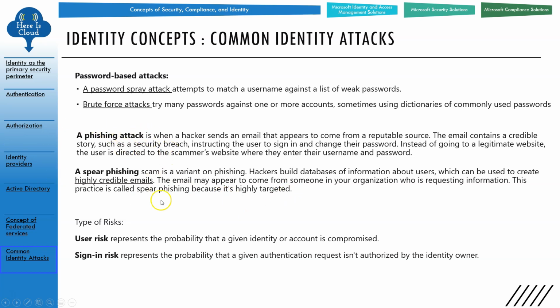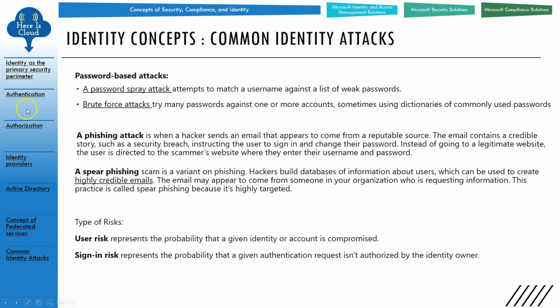So the difference between these two is important. Sometimes a scenario is given and asked, what kind of attack is it. Type of risk: there are user risk and sign-in risk. User risk represents the probability that a given identity is compromised. Sign-in risk represents the probability that a given authorization request is not authorized by the identity owner. So here the user identity itself is compromised. Here with sign-in, the user identity is not compromised, but the authentication request isn't authorized by the identity owner. So this difference we need to remember.